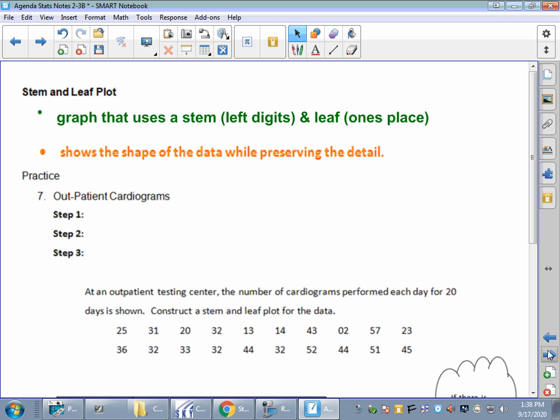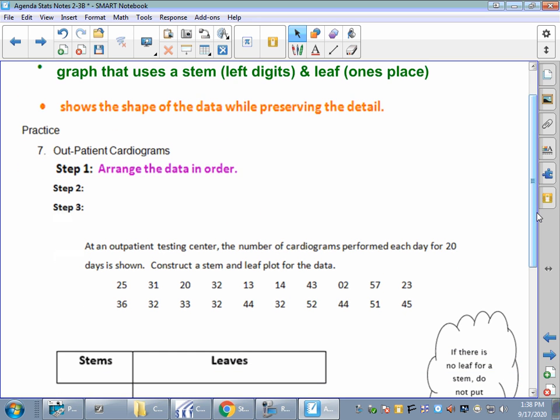This shows the shape of the data and preserves the detail. We also use raw data on this. So if we were to make a stem and leaf plot for outpatient cardiograms performed each day for 20 days, we would start off by arranging the data in order.